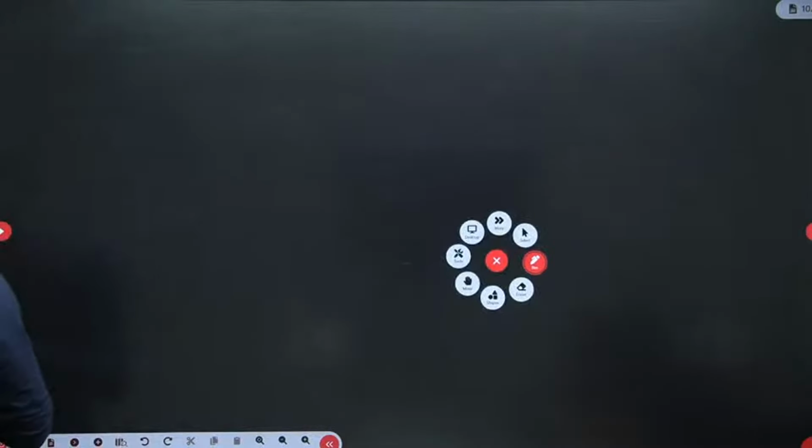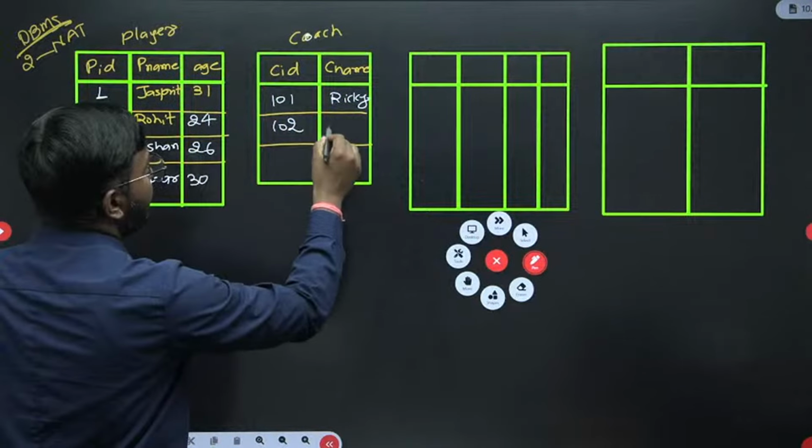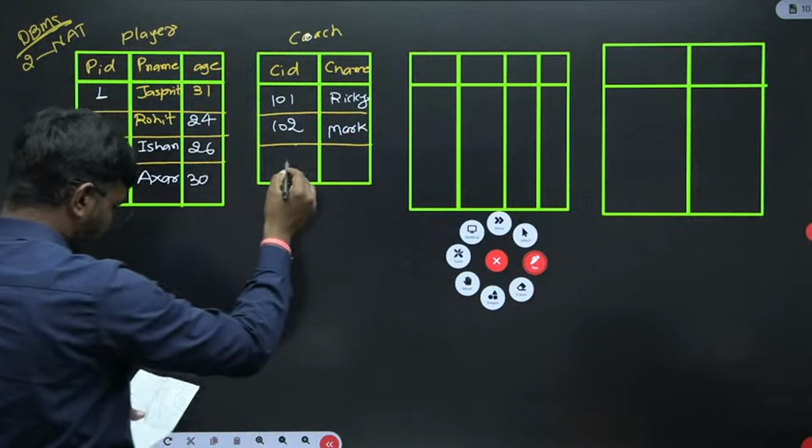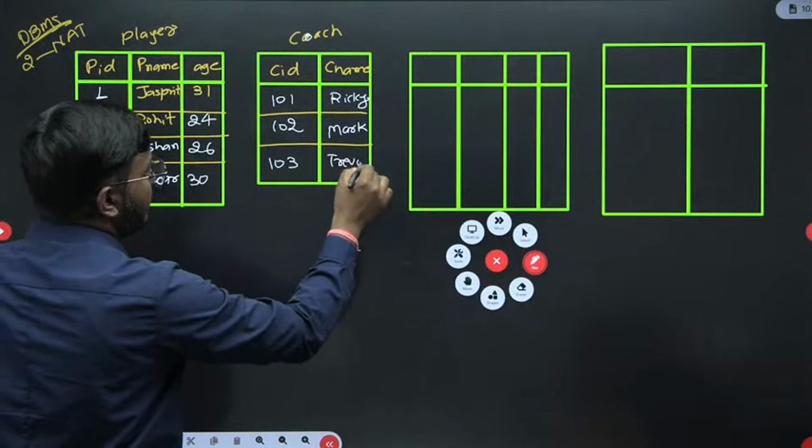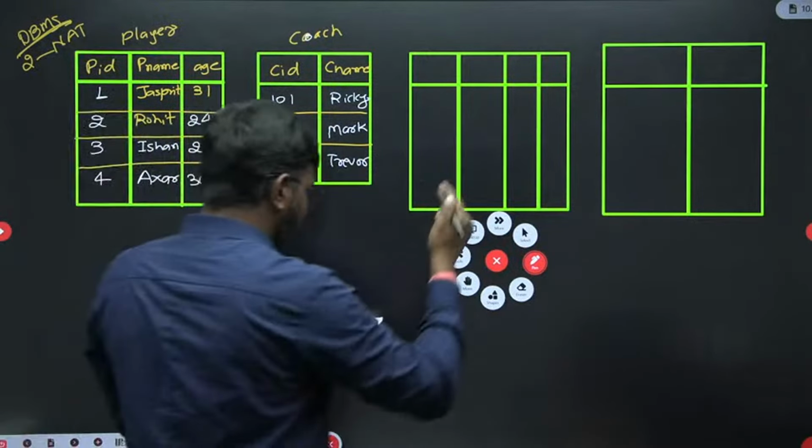Second was the coach table. Coach table has the coach ID and the coach name. So we have 3 coaches. The first coach ID is 101, Ricky. Then 102, this is Mark. And then 103, it's Trevor.